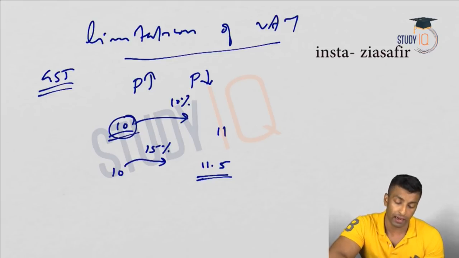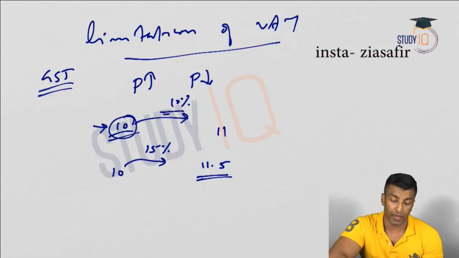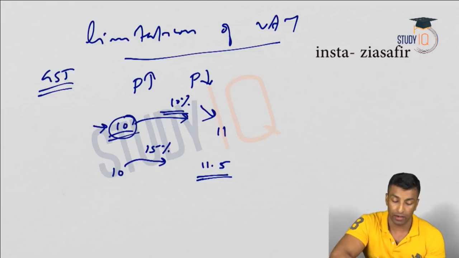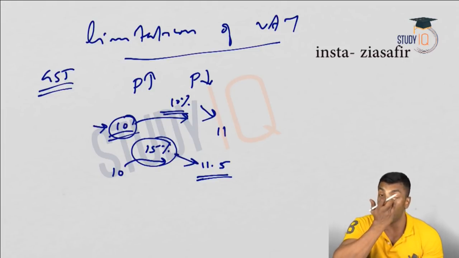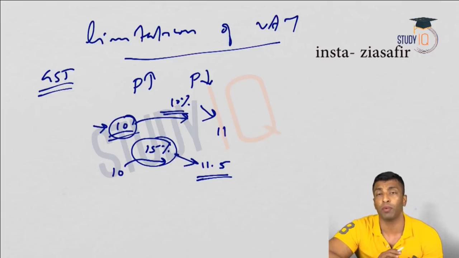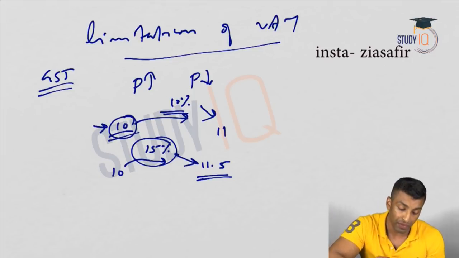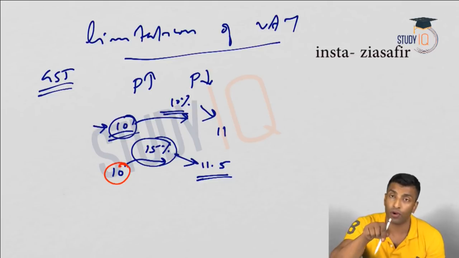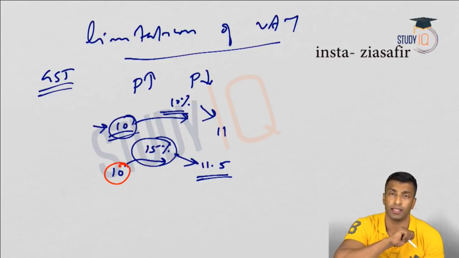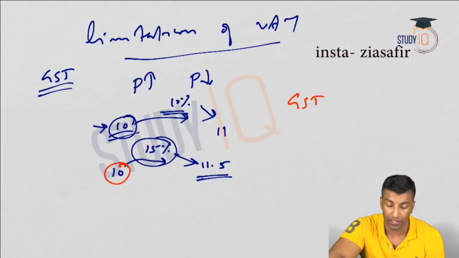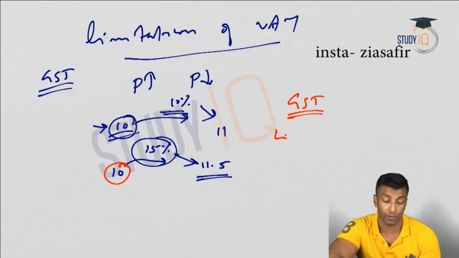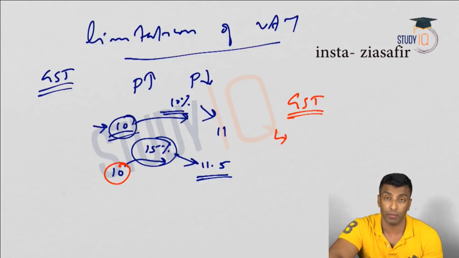The shopkeeper will say that I am getting 10, so I need to pay 10% tax in the first case, so 11. Now I need to pay 15% tax, so it is 11.5. But what is the flaw here, what is the problem? This 10 involves taxes paid in the earlier stages also. So that benefit has to be passed on to the customer, and for that, when we discuss GST and the features of the GST Act, I'll be talking about the Anti-Profiteering Commission, which will take care of all these issues.